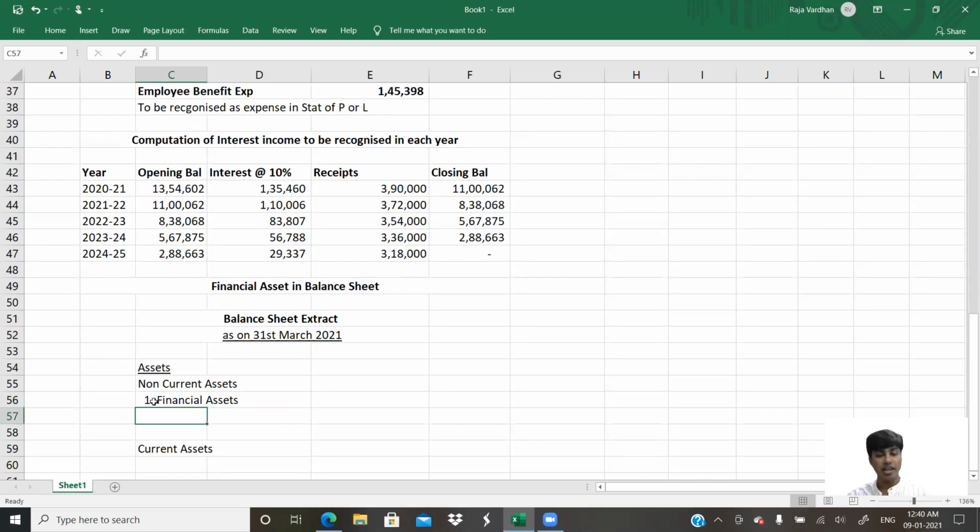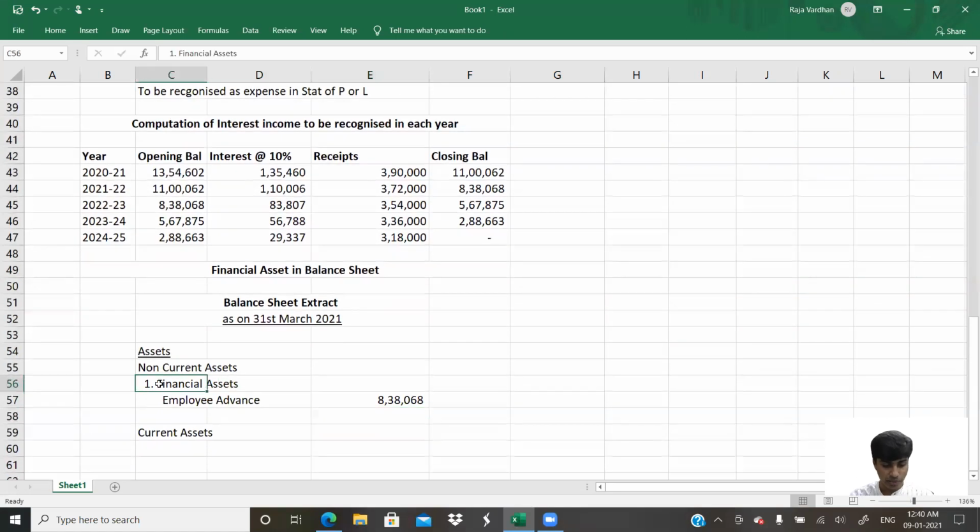financial assets. Under these financial assets, you would have to write employee advance. You get that? How much of it will you write? You will basically write 8,38,068. It is a non-current asset. You would have to receive it, but not in the next 12 months.